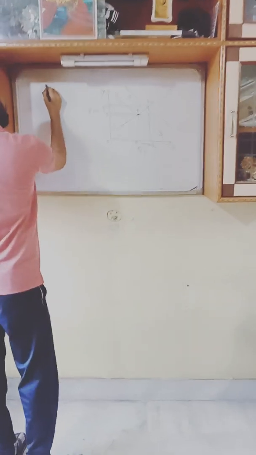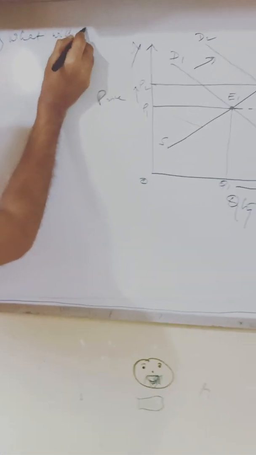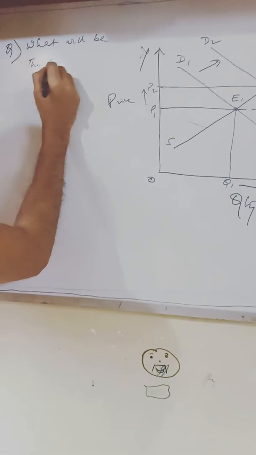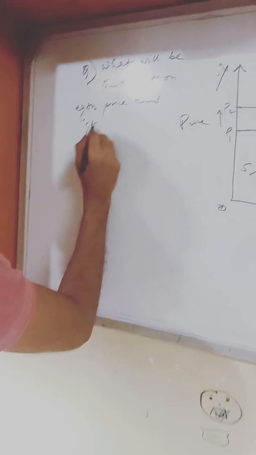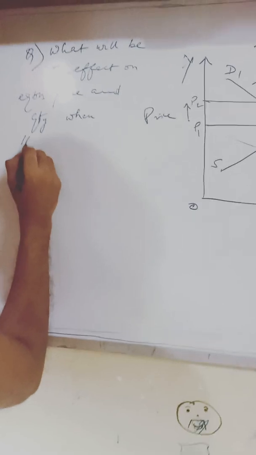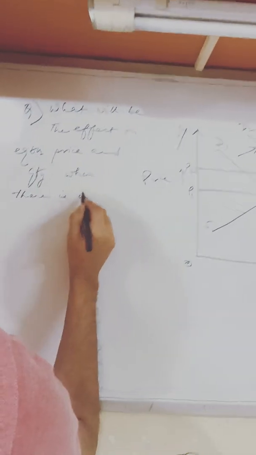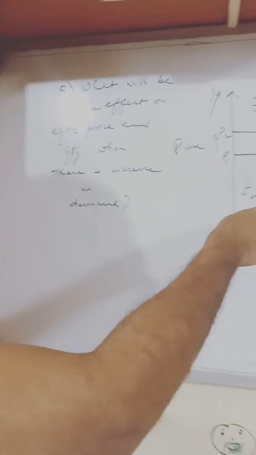I'm writing the question also. Question is, what will be the effect on equilibrium price and quantity if there is increase in demand. So the question is this, and the answer to the question is this one, the graph.